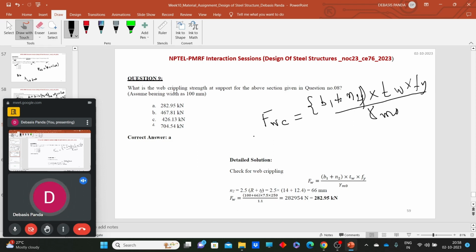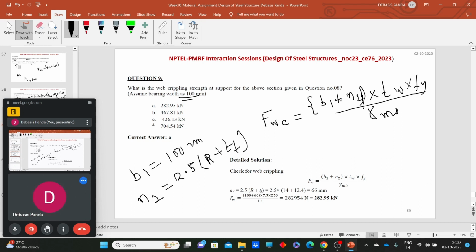Now we have the value of B1, that is the bearing length. B1 is given as 100 mm. Assume the bearing width is given as 100 mm. Now how can we calculate the value of N2? N2 we can calculate corresponding to the load distribution 1:2.5, from this formula 2.5 into (R plus TF). The value of TF is given in the previous question. So if we plug all this in, N2 comes as 66 mm.